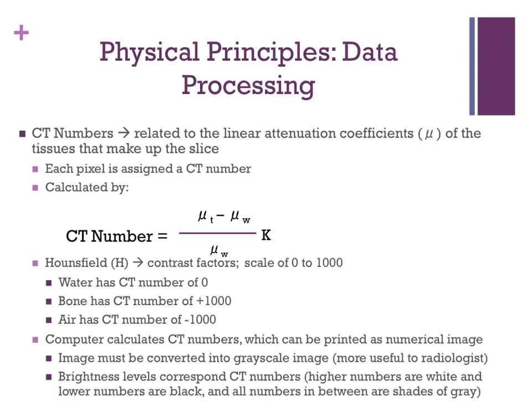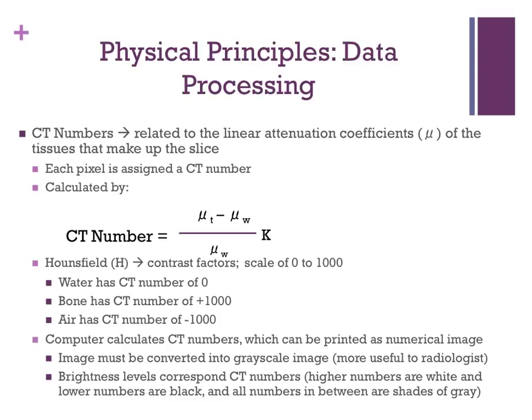CT numbers are related to the linear attenuation coefficients of the tissues that make up the slice. Each pixel is assigned a CT number, and it is calculated by this formula right here. You will often hear the CT number be referred to as the Hounsfield number or the Hounsfield unit. And on the H scale, water has a CT number of 0. Bone has a CT number of plus 1,000, and air has a CT number of minus 1,000.